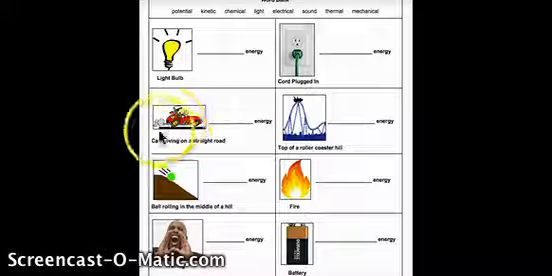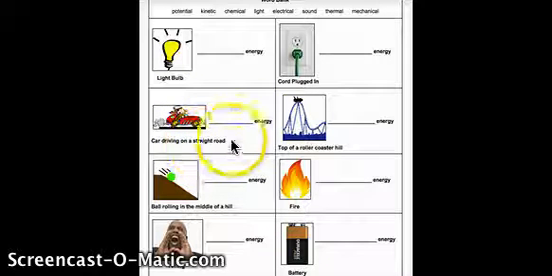Next, you have a car driving on a straight road. What type of energy is that? Press pause to write that. Press play when you're done. Then, a roller coaster on top of the hill. What type of energy is that? Press pause to write it. Press play when you're done.